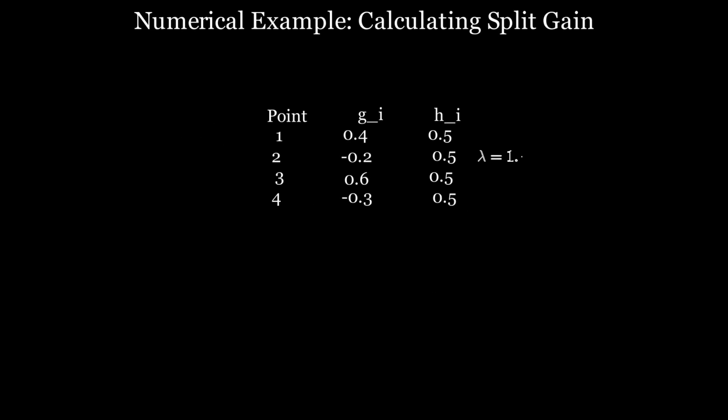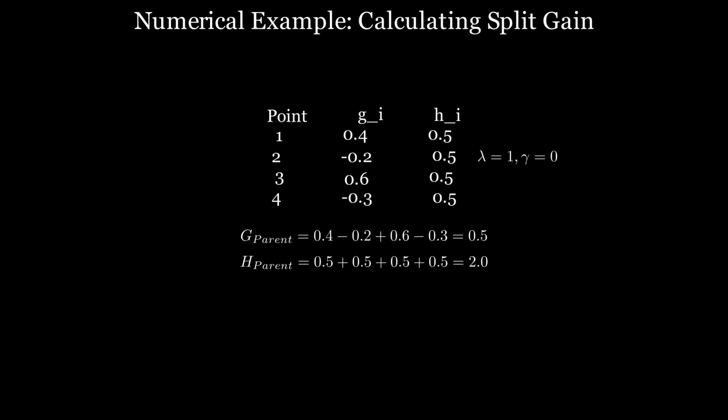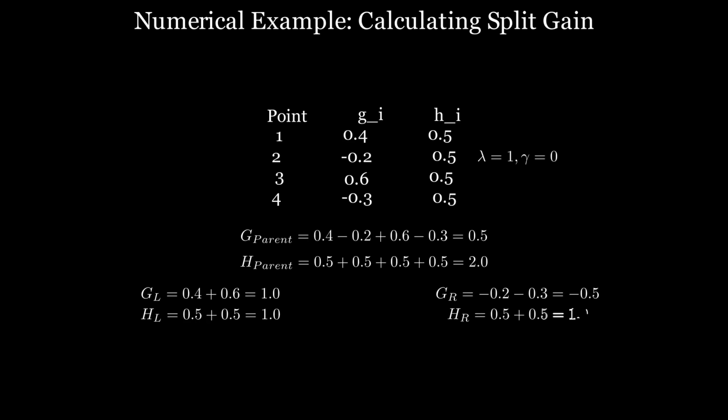Let's make this concrete. Imagine we have a leaf with 4 data points. We have already calculated their gi and hi values. Let's set lambda to 1 and gamma to 0 for simplicity. First, let's calculate G and H for the parent node containing all 4 points. Now consider a potential split. Points 1 and 3 go to the left leaf, and points 2 and 4 go to the right leaf.